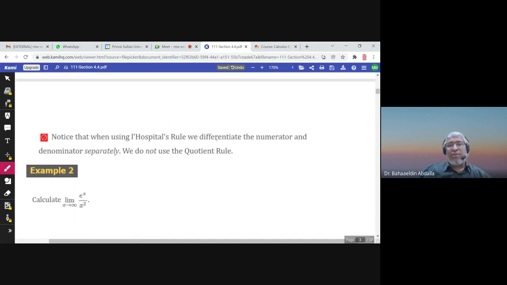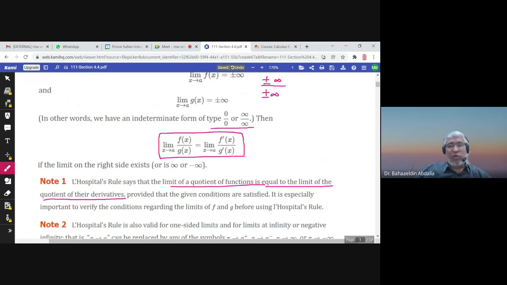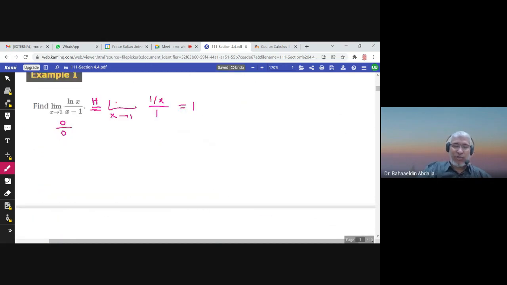Note that we differentiate the numerator and the denominator separately. We are not using the quotient rule here. There is no quotient rule in L'Hopital's rule. L'Hopital's rule says limit of f over g equals limit of f prime over g prime. We are not using the quotient rule.